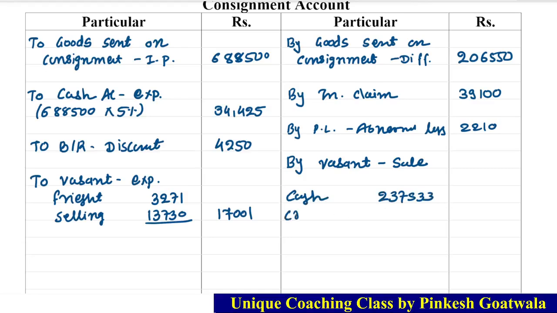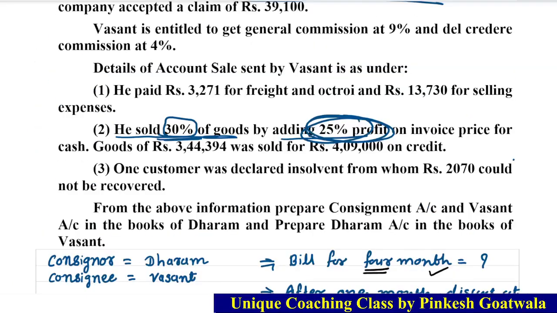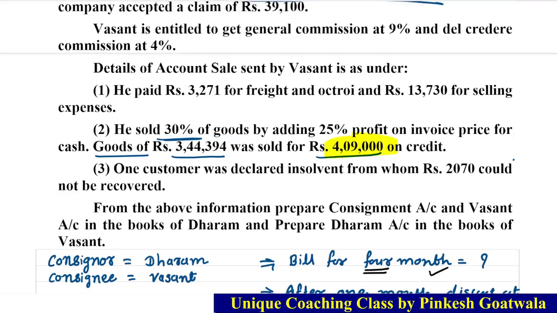And there is a credit sale also. So how much credit sale? So simple point about the credit sale. Look at here. Goods of 344,394 was sold for 4,09,000. So now tell me which amount we should consider. કઈ amount consider કરીશું? So remember we should consider this amount, not this one 344 વાળી. Okay, આપણે આ consider નહીં કરીશું, આ consider કરીશું.